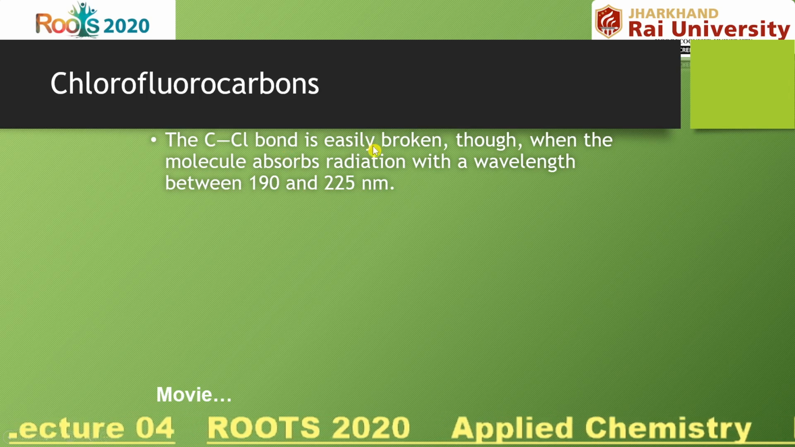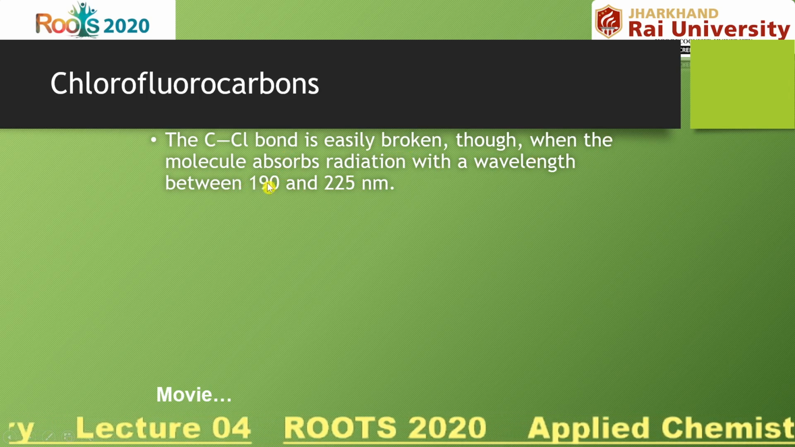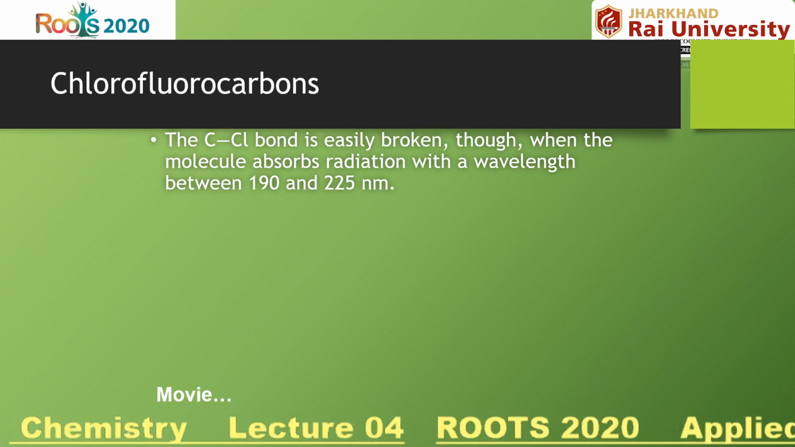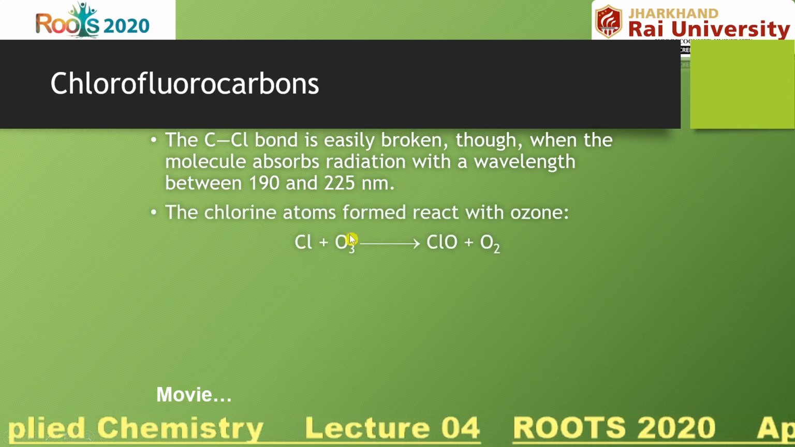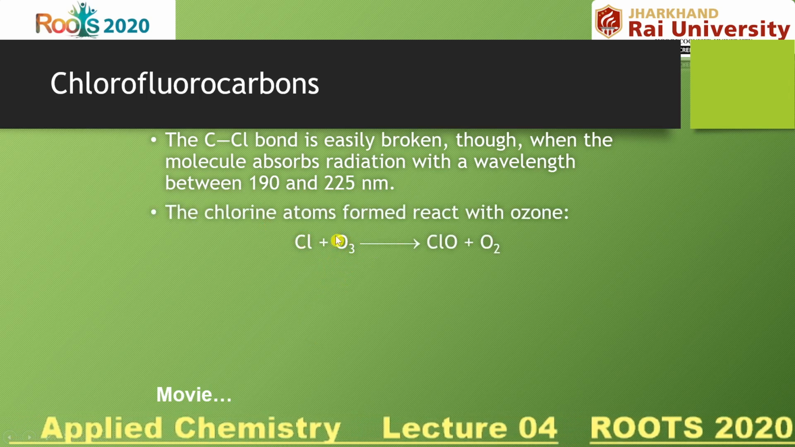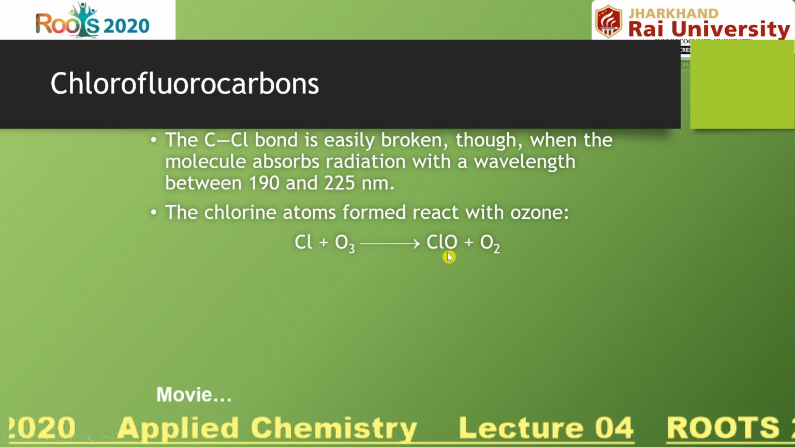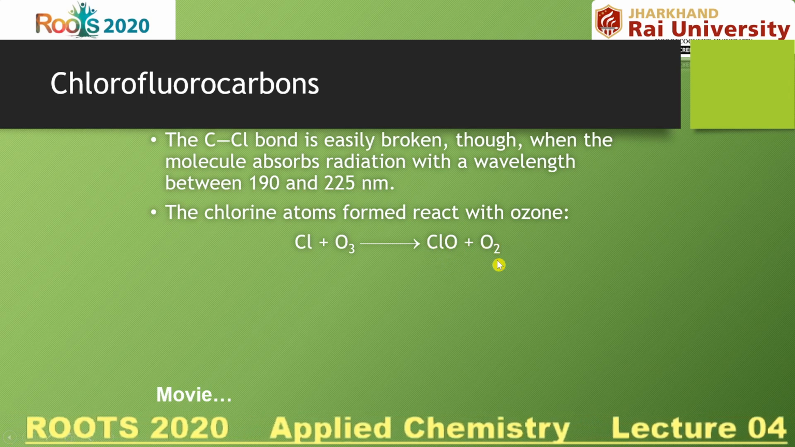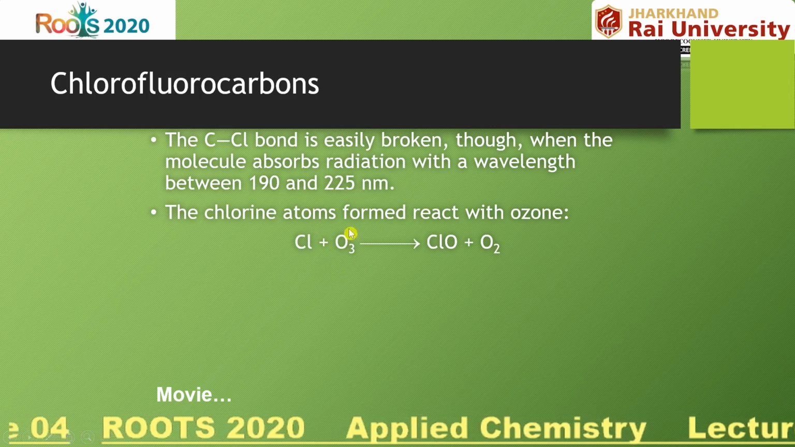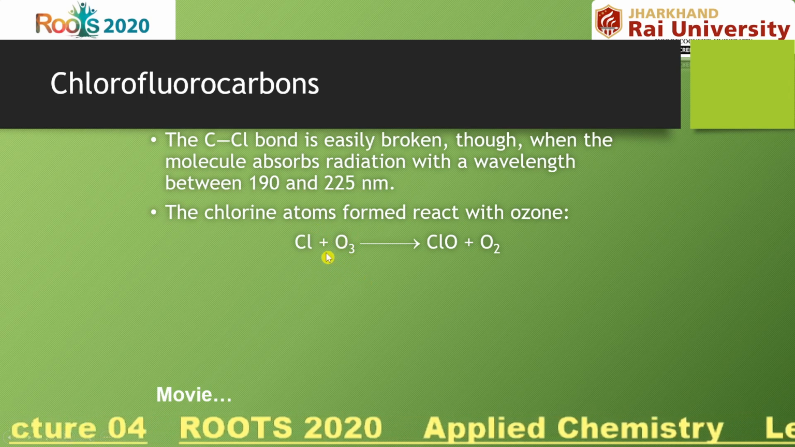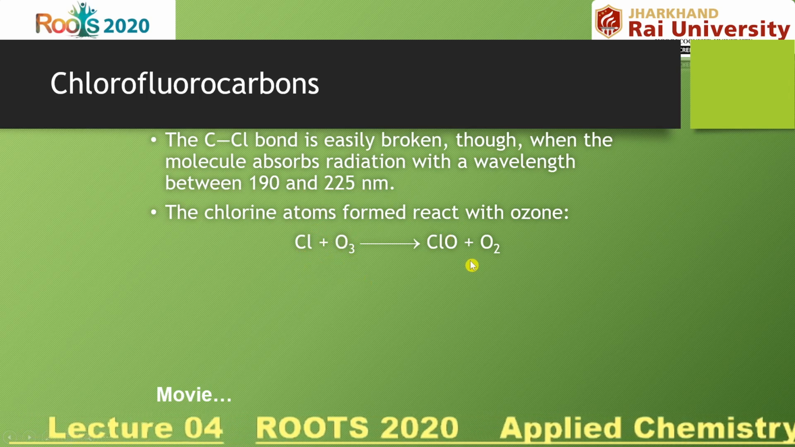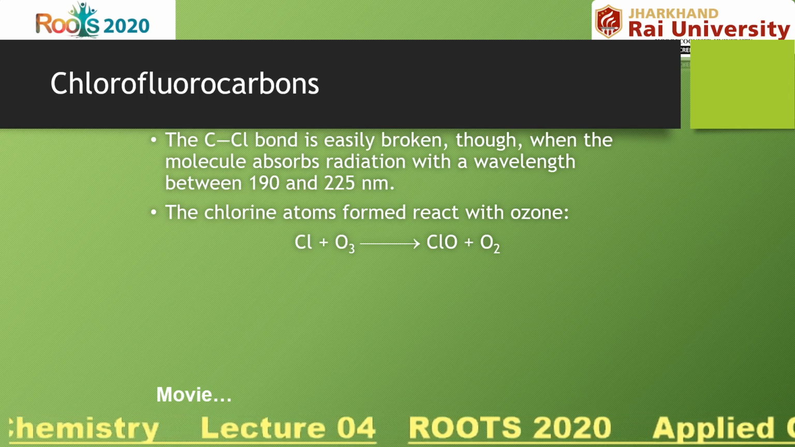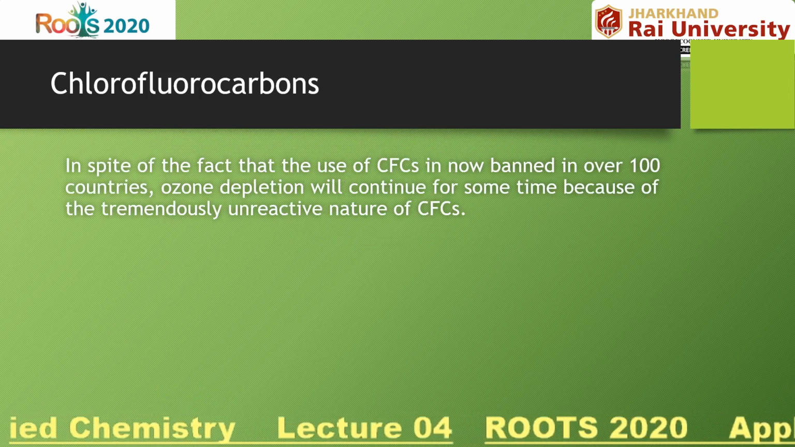The carbon-chlorine bond is easily broken when the molecule absorbs radiation with a wavelength between 190 and 225 nanometer, and it can react with the ozone molecule and form ClO, the chlorine-oxygen compound. This is also another radical, and an oxygen molecule. So we can see that now ozone is not there in the atmosphere, it transforms into oxygen. So the ozone layer is getting depleted, and that is very harmful for our living existence.